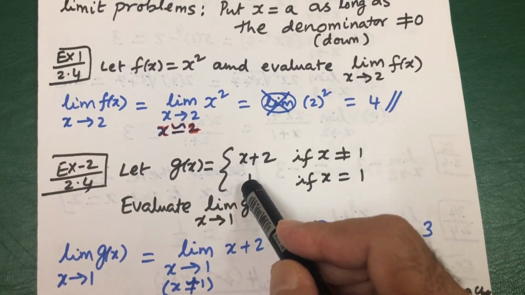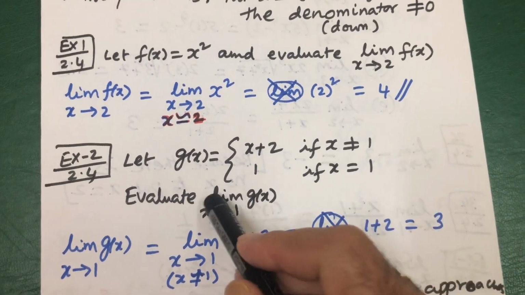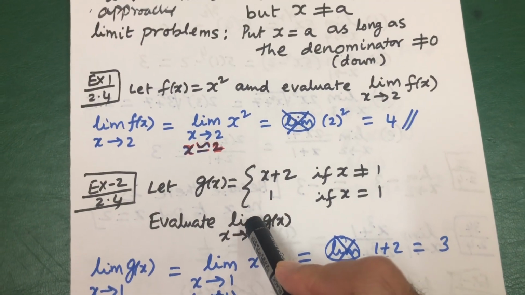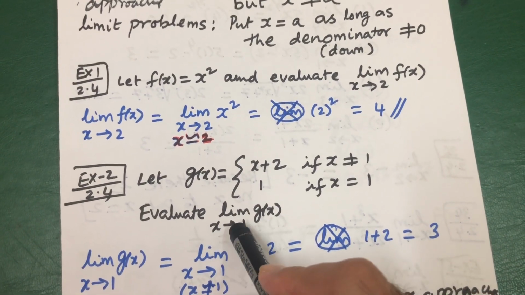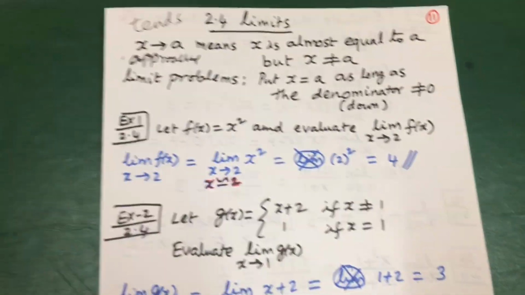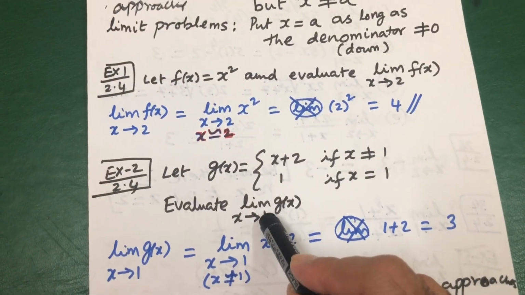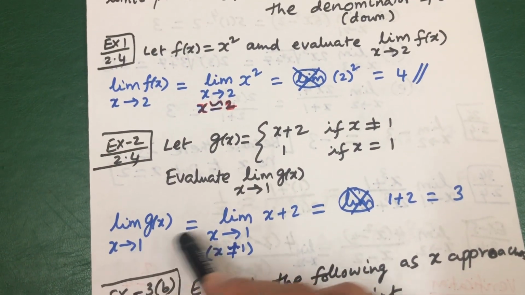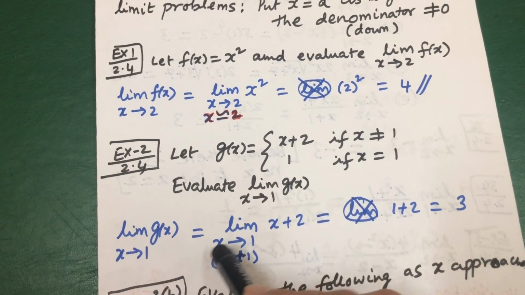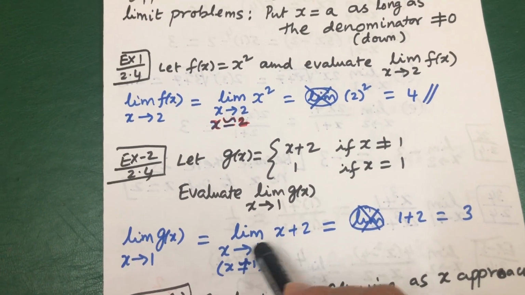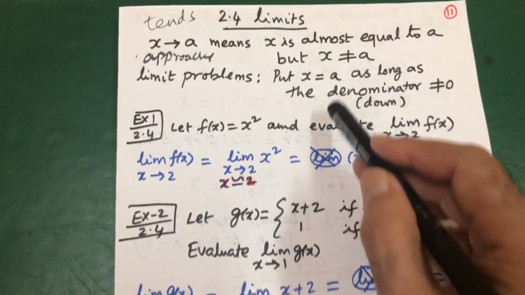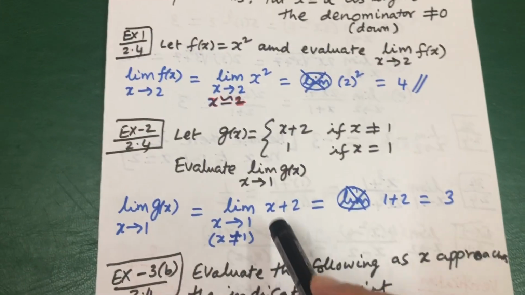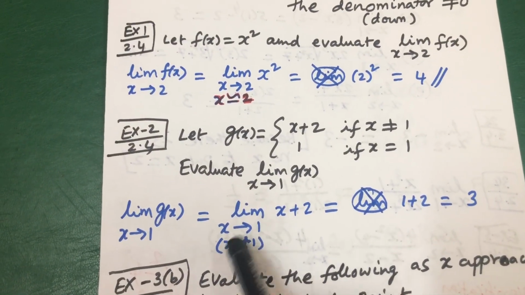g(x) is equal to x plus 2 when x is not equal to 1, and something else when x equals 1. Evaluate limit x tends to 1 of g(x). LIM means limit, x arrow 1 means x tends to 1. So what is the question? Limit of g(x) as x tends to 1. What do you mean by x tends to 1? X is almost equal to 1 but not equal to 1. See this? X tends to a means x is almost equal to a but not equal to a. Similarly, x tends to 1 means x is almost equal to 1 but not equal to 1.